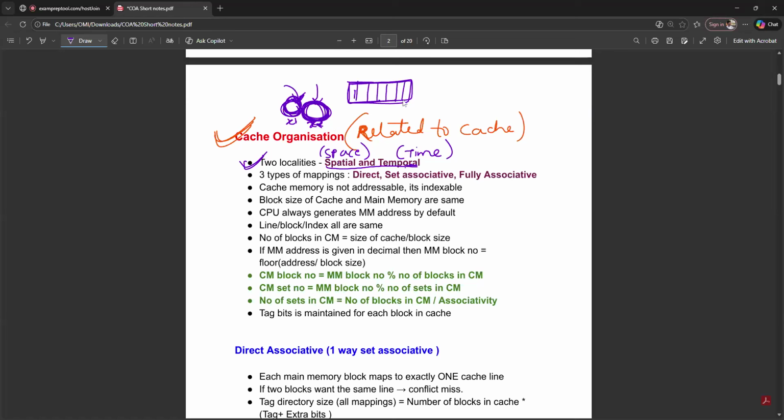The block contains many addresses. So if you access this one, it is most probable that for the next request you will access its immediate address. So it is called spatial locality.